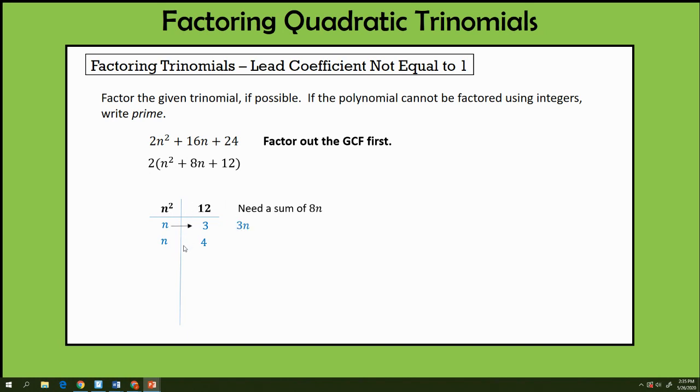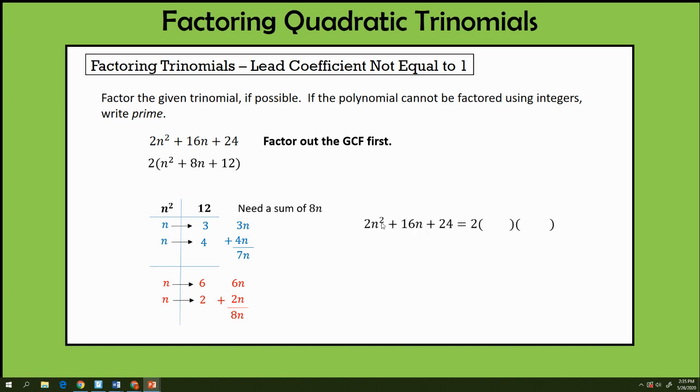And then when we multiply across and add down, we get a 7n. Well, again, our target was an 8n, so this is not the right combination. So the next choice, I'd go with 6 and 2. 6 times 2 equals 12. Now multiply across, I get 6n and 2n, and that's my 8n. So this is the correct combination right here: n, 6, and 2.